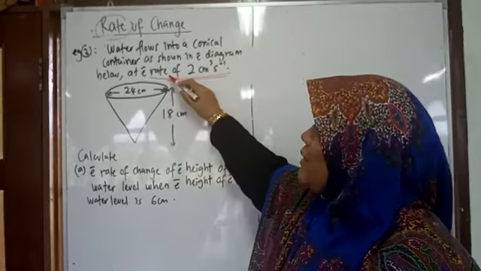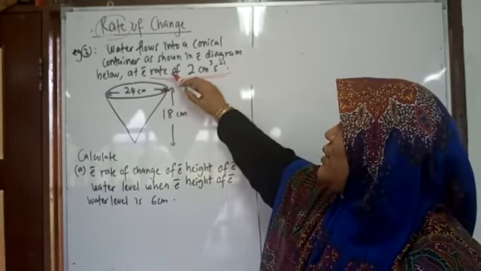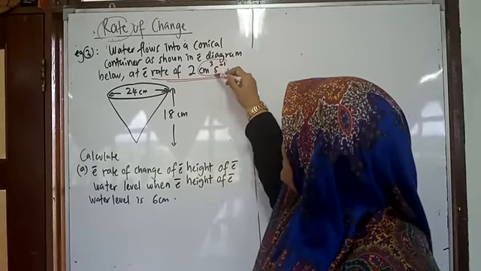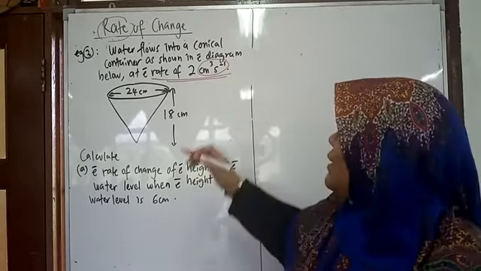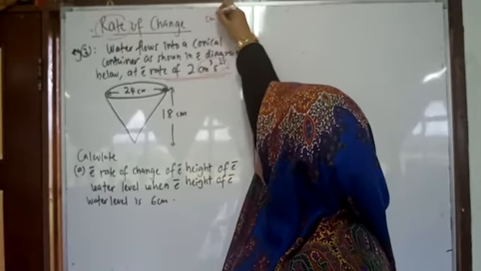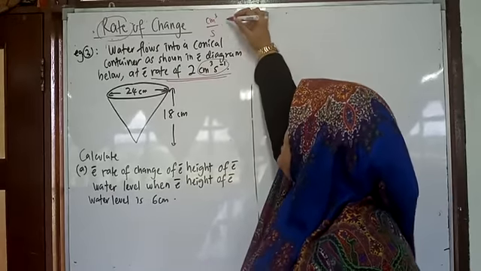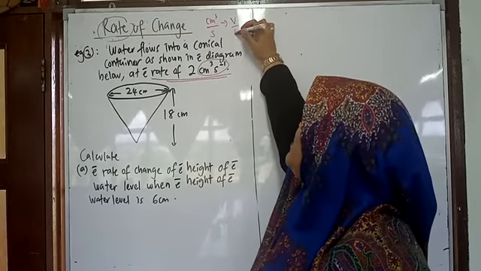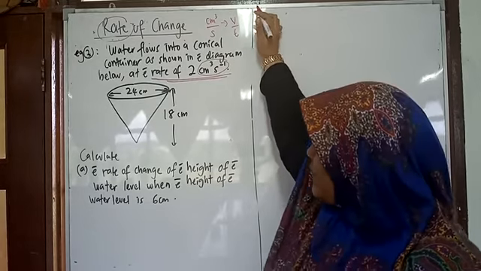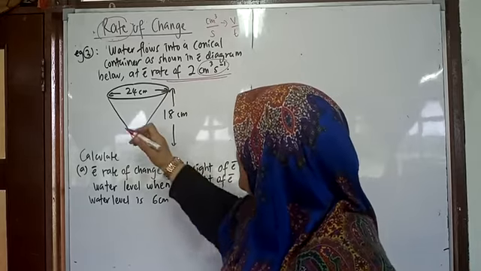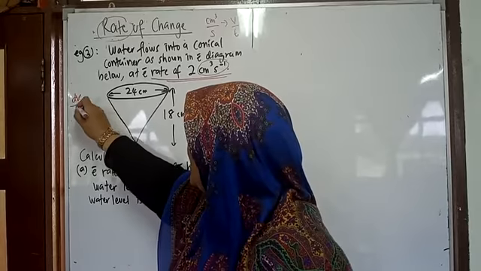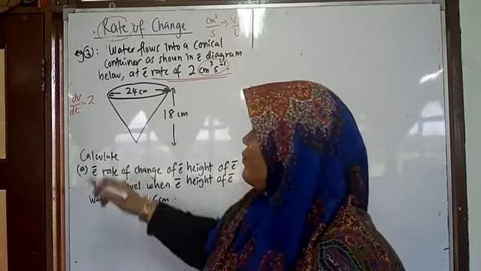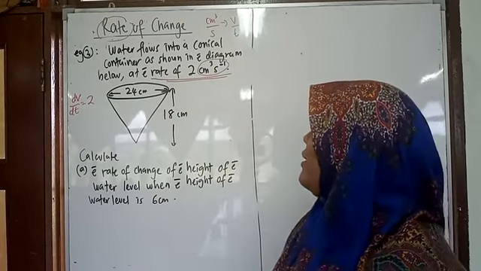So first you need to ask yourself, this is the rate of what? As you can see, the unit is centimeter cube per second. Centimeter cube represents the volume and second represents the time. So we say that this is dV/dt. dV/dt is equal to 2, and it is positive.